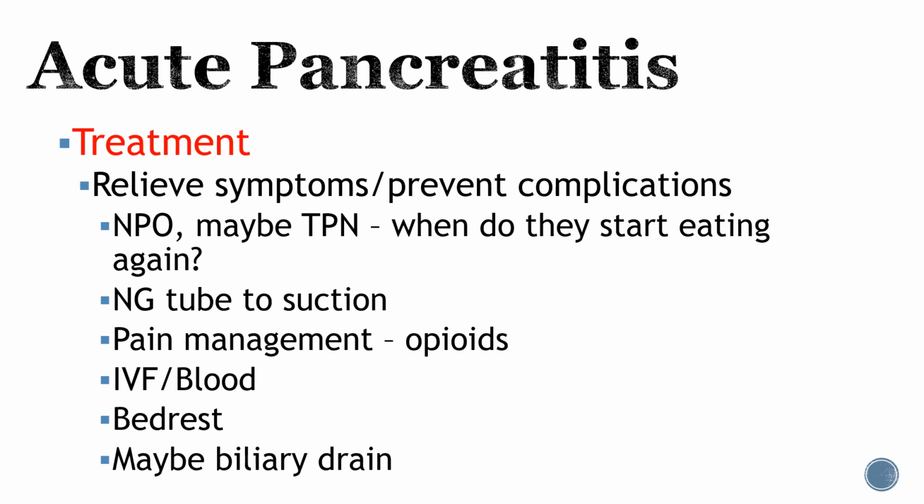Probably going to need IV pain meds. Typically, we're using Dilaudid. There's some conversation that morphine causes spasming of the sphincter of Oddi, which is a sphincter within the pancreas, so typically we try to avoid that. IV fluids and blood if they need it. Of course, if they're NPO, we better be giving them IV fluids or they're going to end up dehydrated. Bed rest. They might need a biliary drain if they have a bunch of fluid within their common bile duct. We might need to put something in there to help drain it.